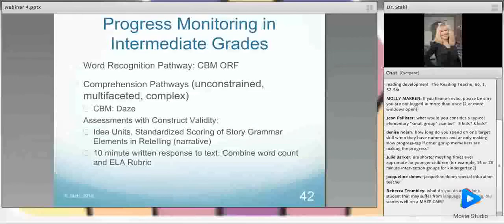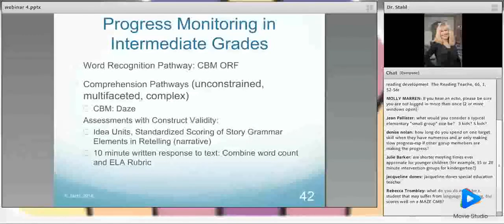Now, the comprehension pathways, there's not a silver bullet here. Some people, not me, some people like the CBM days. I have not had success with it, all right? I have not had success in it being sensitive to growth over time. I do believe in using idea units.